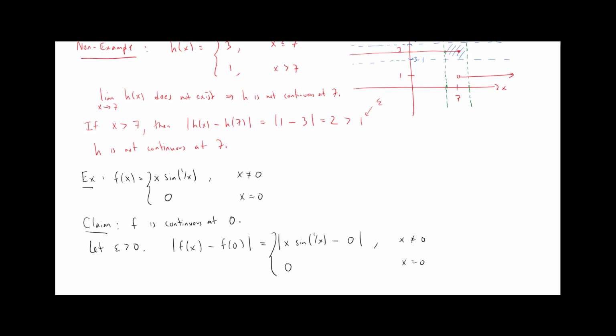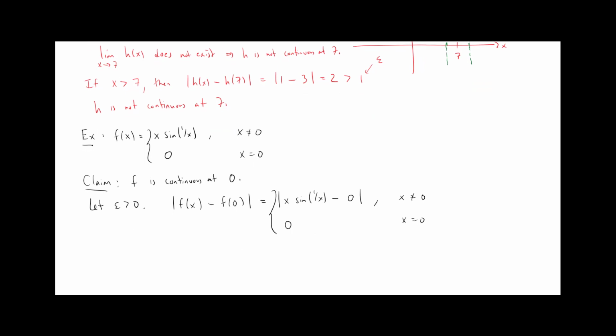All right, so in the case where x is equal to 0, I get 0, which is definitely going to be less than epsilon. So in this case, I'm definitely less than epsilon. But what about this other case? This is just going to be the absolute value of x times the absolute value of sine of 1 over x.